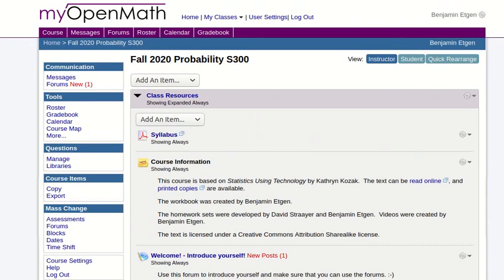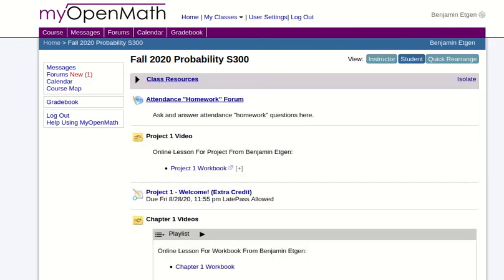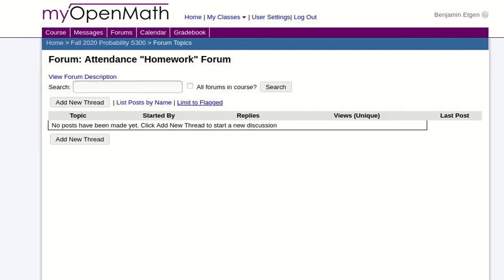I'm going to go back up to the student side. I'm going to close the class resources. If you are the kind of person who is willing to help out other people, you're going to click on the attendance or the homework forum without having a question, just looking to see if anyone else has a question.